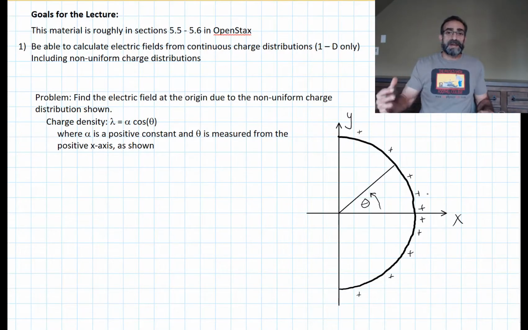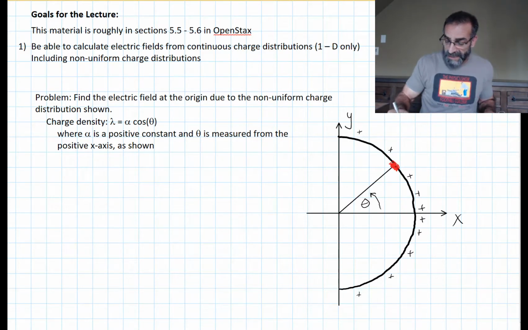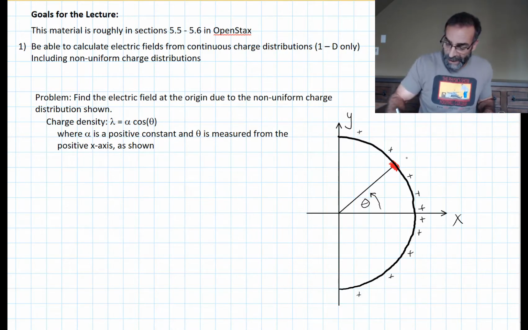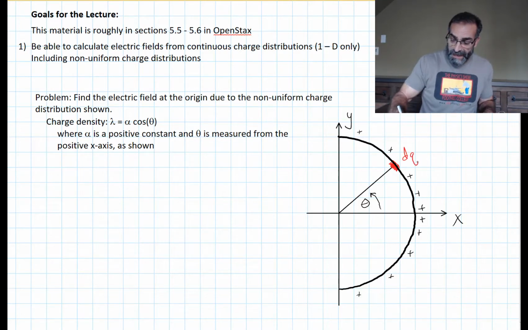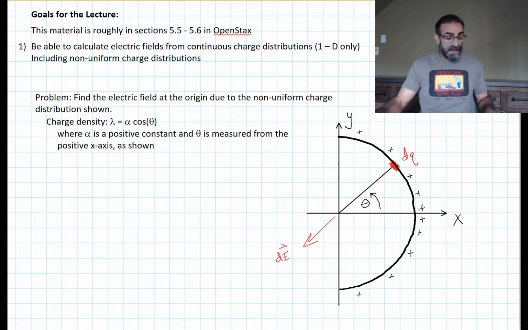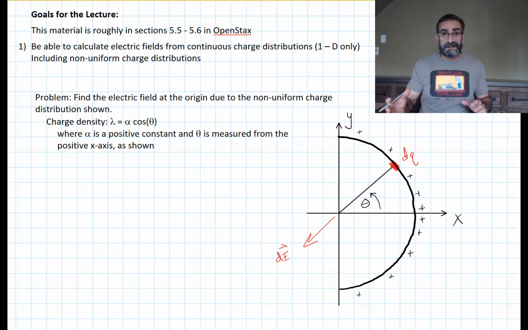Now we do this problem the same way we do all the problems. We're going to pick some little arbitrary chunk. I'm going to pick this little chunk right here. Remember, you don't want to pick a special location like theta equals 0 or theta equals pi over 2. Pick some arbitrary little place, and we'll call that dq. And that is going to produce an electric field at the origin that points away from it because it's a positive charge in this case. And we want to find the total contribution from all the dq's on this rod, all the dq's added together.